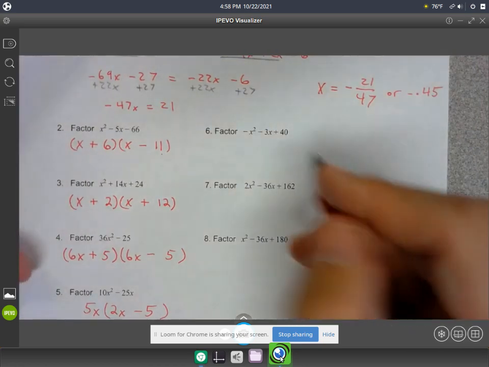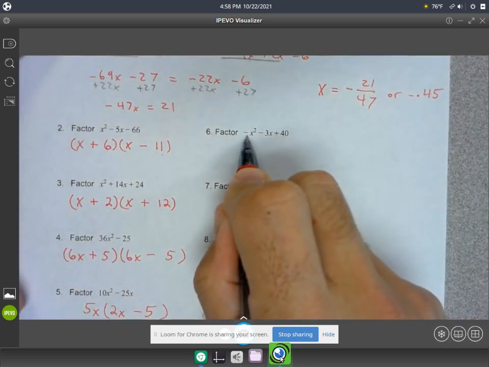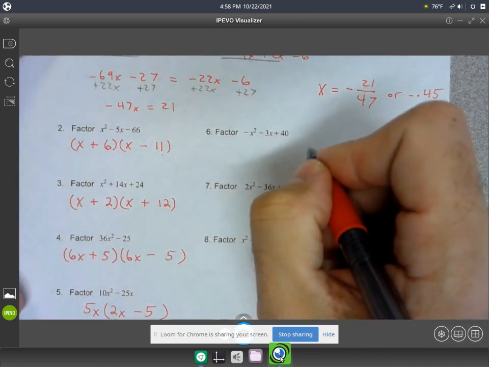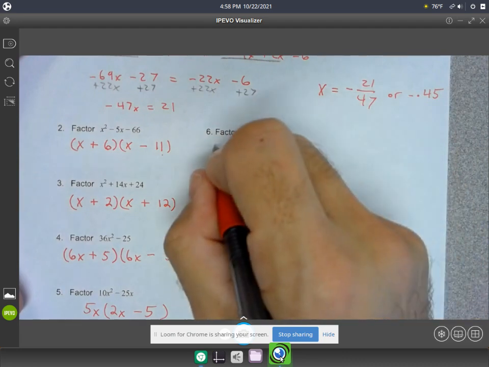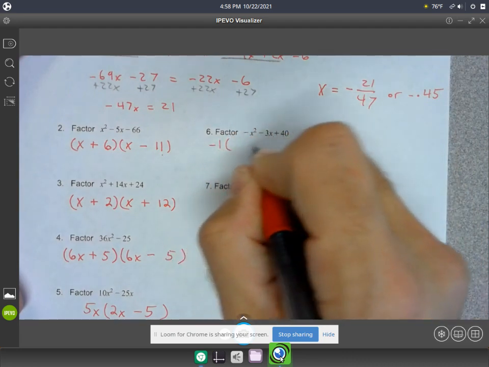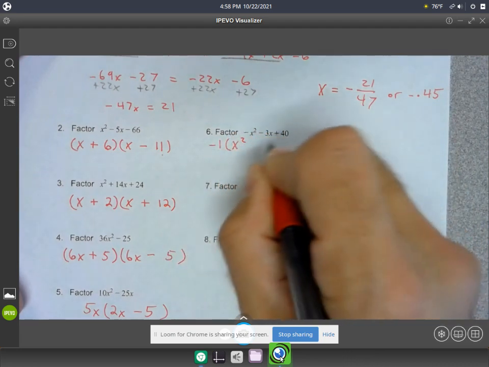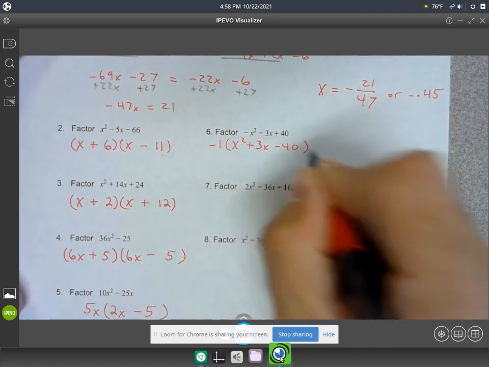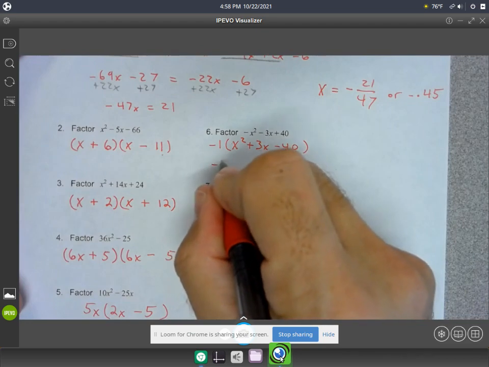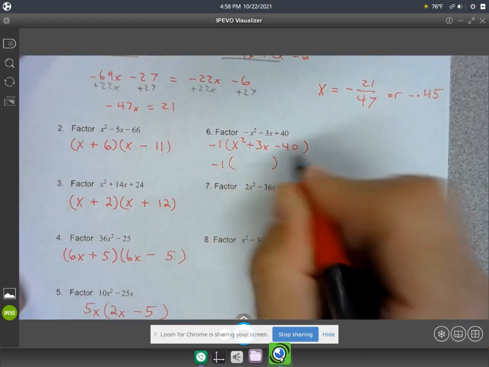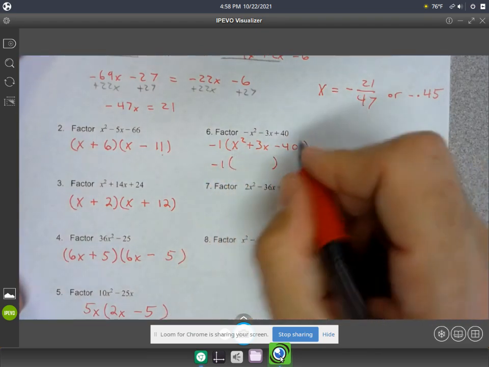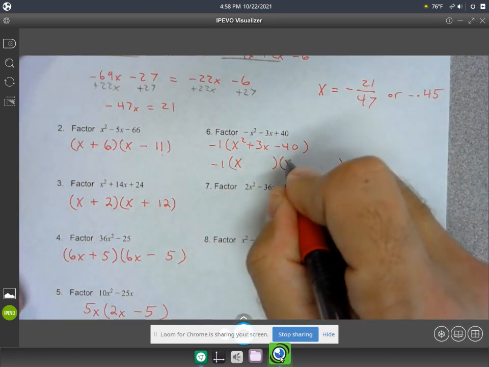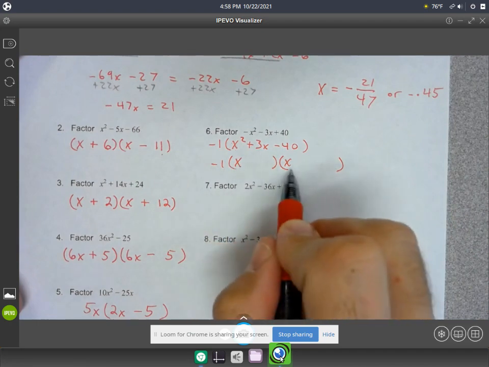All right, number 6. The leading coefficient is negative, so I gotta factor out a negative 1. There's nothing else they have in common, so negative 1. And then I'm just going to change the signs. Plus 3x and a minus 40. Negative 1. And then this part is going to break down into two other factors. It's a quadratic, and I'm breaking it down into two linear factors.